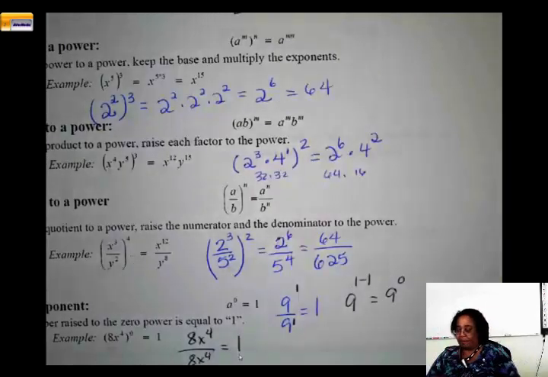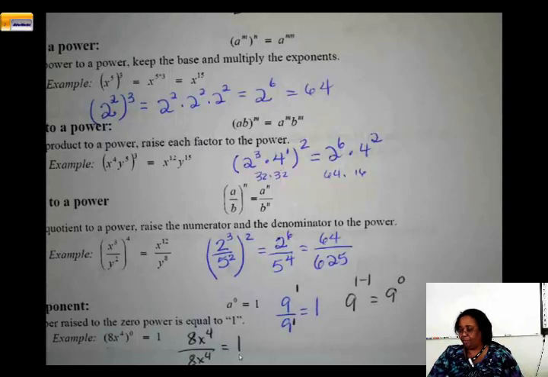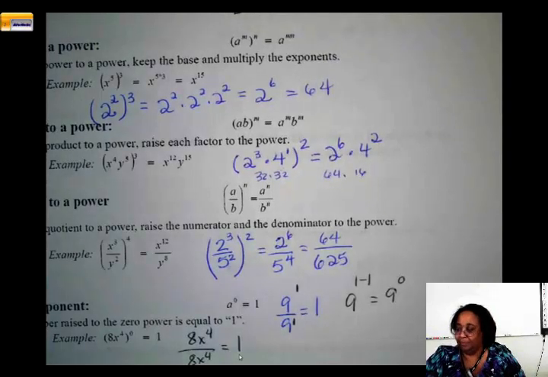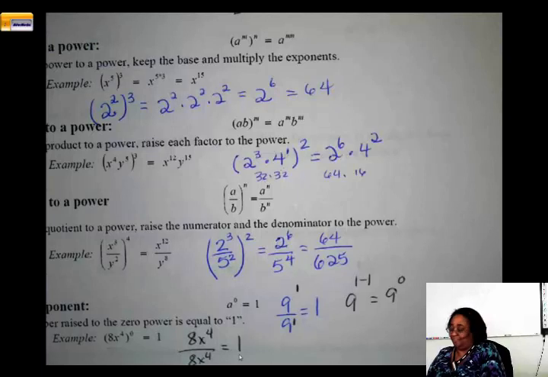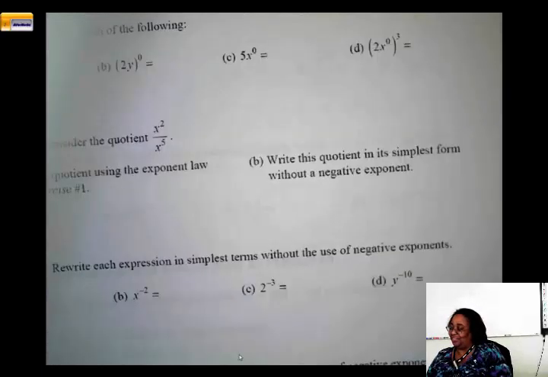Now, Curtis said he had trouble with, what you have trouble with, Curtis, you said? The fractions. The fractions? You understand it now? Okay. All right, so let's look at some problems though.